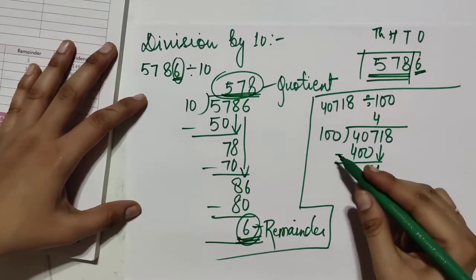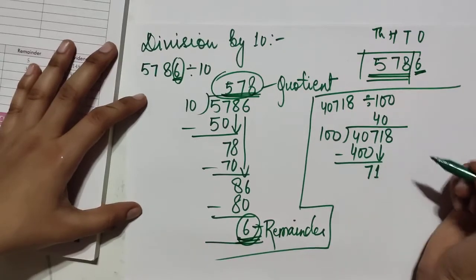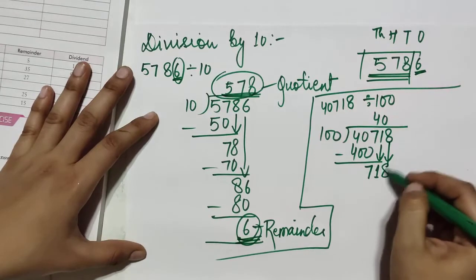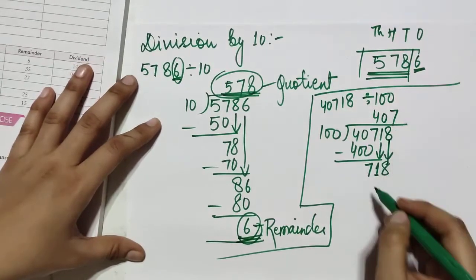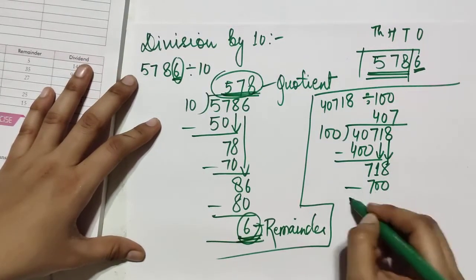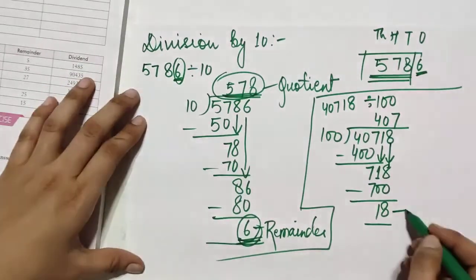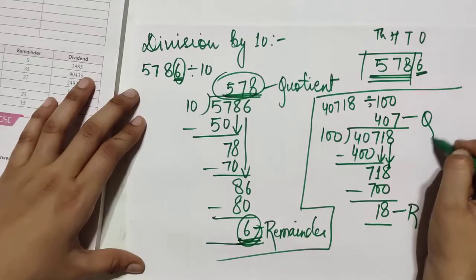Now this cannot be divided by 100, so we'll write 0 over here. Now 8 will come down. 100 sevens are 700. 18 is left. This cannot be solved further. So this is the remainder and this is the quotient.